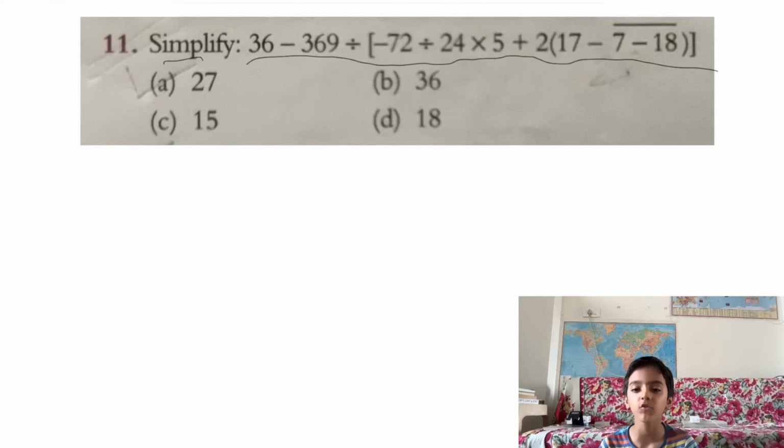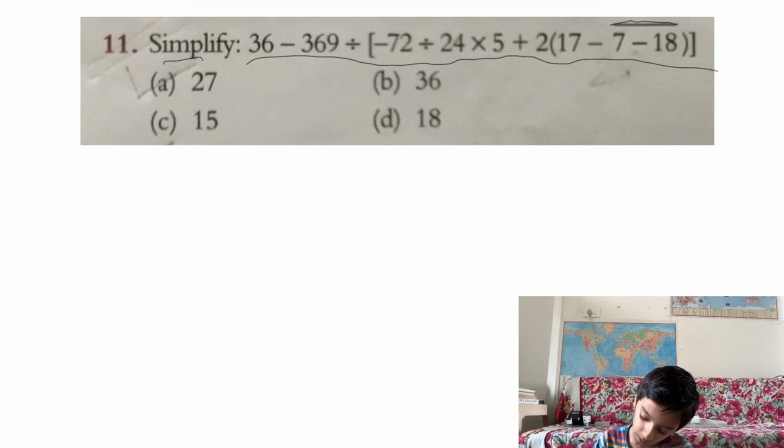Second question. Simplify. Here we have to simplify this whole expression. For simplifying this whole expression, I will tell you two things. First thing is a rule. The rule is BODMAS. Bracket, of, division, multiplication, addition, subtraction. So first of all, in an expression, we have to solve the brackets, then of, then division, then multiplication, then addition, then subtraction.